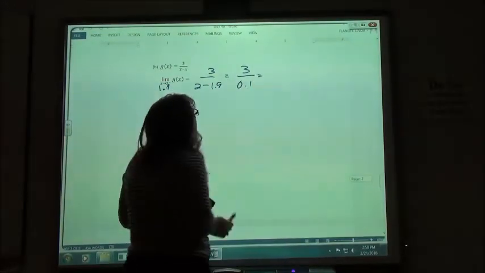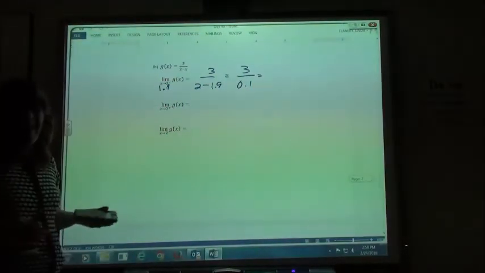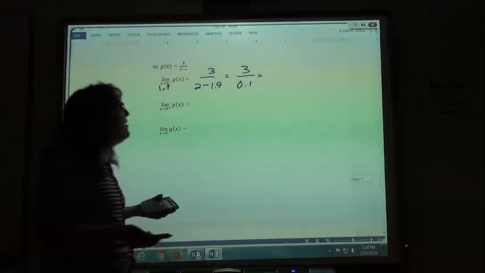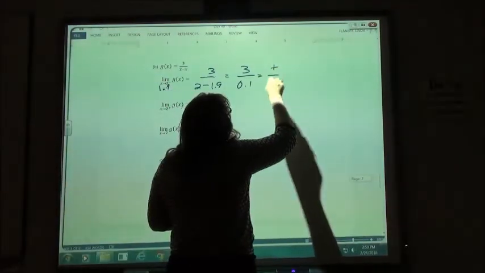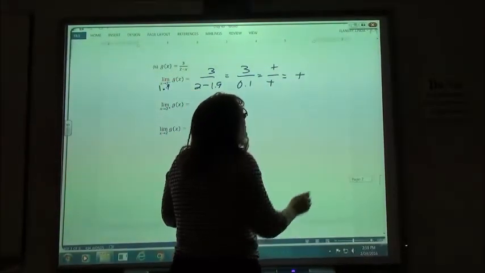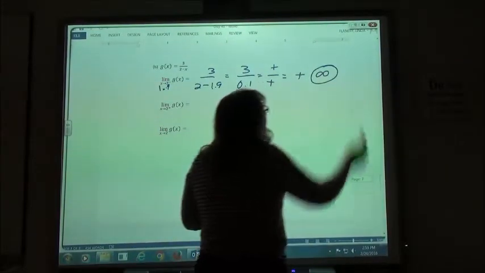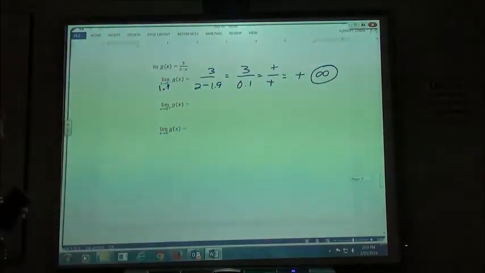So again, I'm not concerned about the numerical answer. I'm concerned about the sign of my answer. I'm going to have a positive over a positive, which means I have a positive. I'm going to approach positive infinity as I come from the left-hand side.